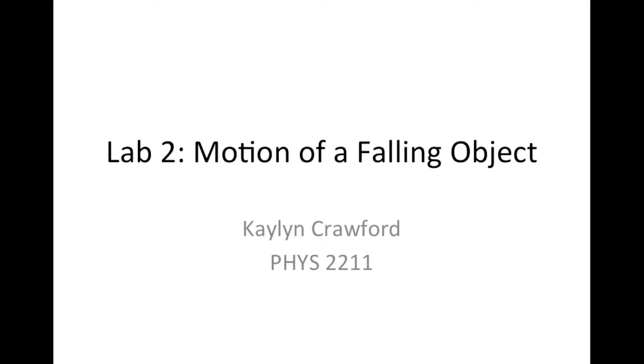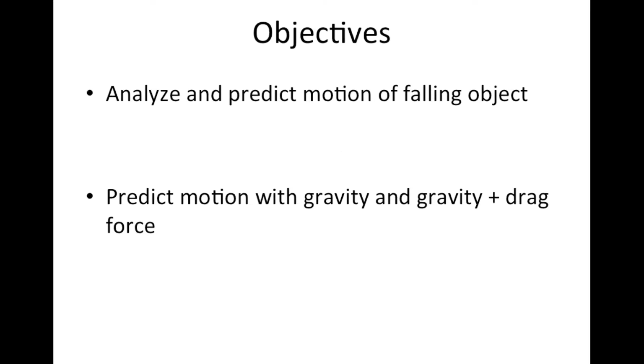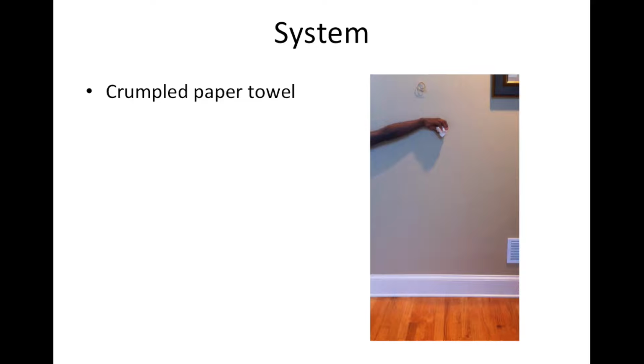For Lab 2, titled Motion of a Falling Object, I observed the motion of a crumpled paper towel falling from rest and slowly straight down. The objectives of this lab were to analyze and predict the motion of an object under non-zero net force, in this case a falling object. Also, we were to understand the motion under Newton's laws.